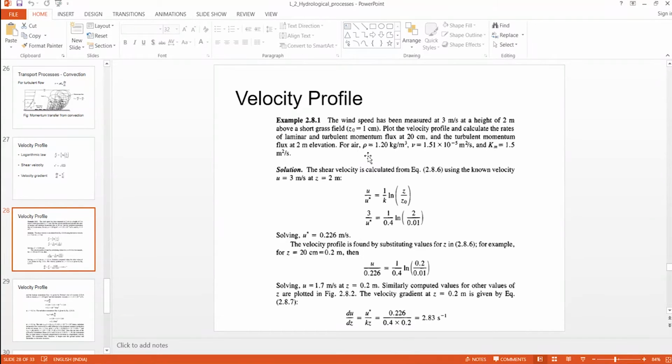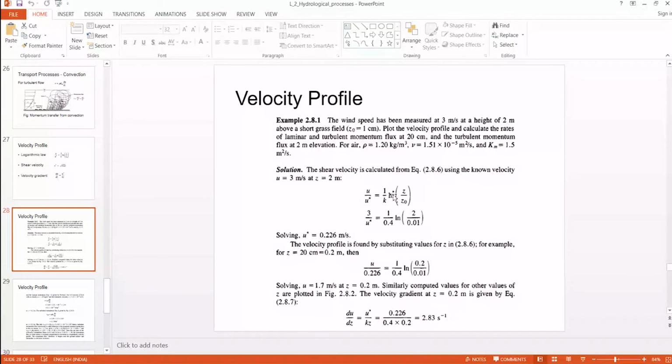These constants are given: the mass density of air is equal to 1.2 kg per meter cubed, the kinematic viscosity of air is given as 1.5 times 10 to the power minus 5 meters squared per second, and Km, the eddy viscosity, is given as 1.5 meters squared per second.